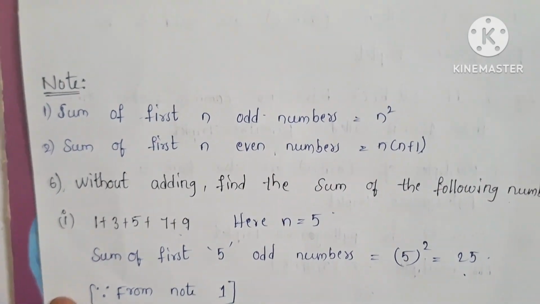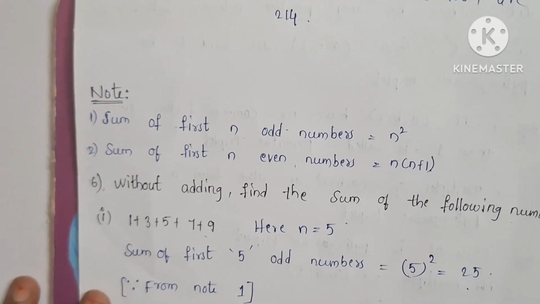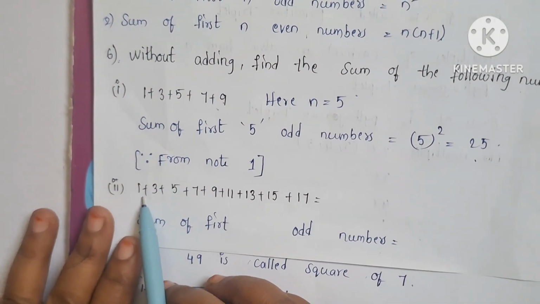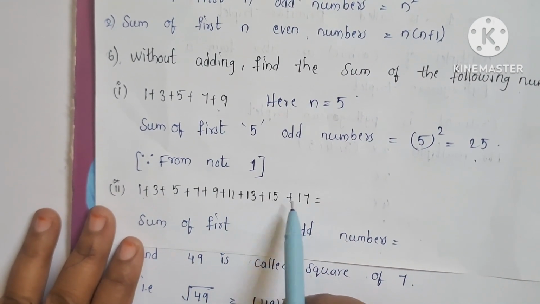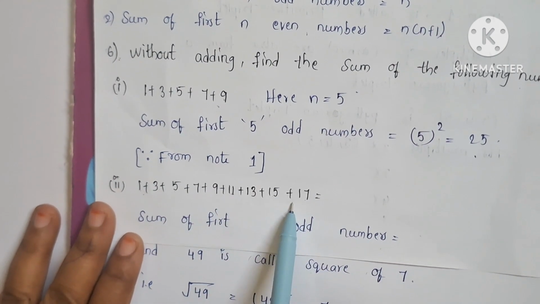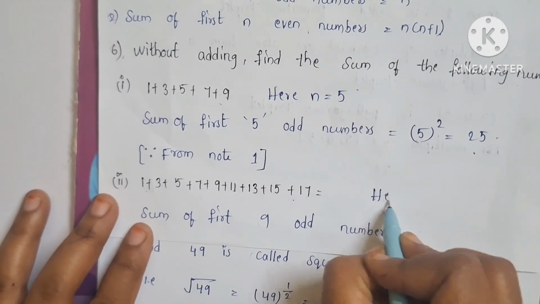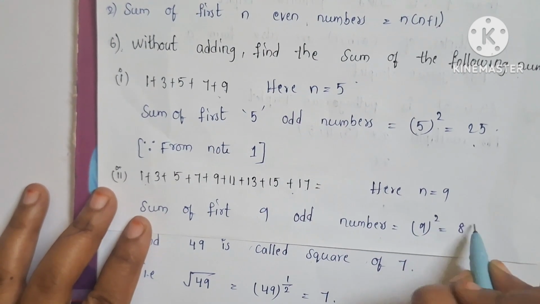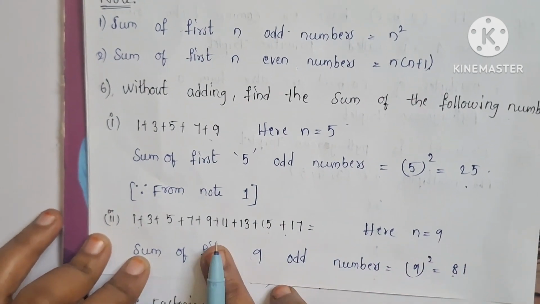Similarly, if first 100 odd numbers are given, what will be the sum? 100 whole square, that is 10,000. If you want, you can check. See, what is the second question? 1 plus 3 plus 5 plus 7 plus 9 plus 11 plus 13 plus 15 plus 17. That is the sum of first 9 odd numbers. Here n is equal to 9. That is 9 square, which is 81. On doing proper addition also, you will get 81 only. Okay, you can cross check.